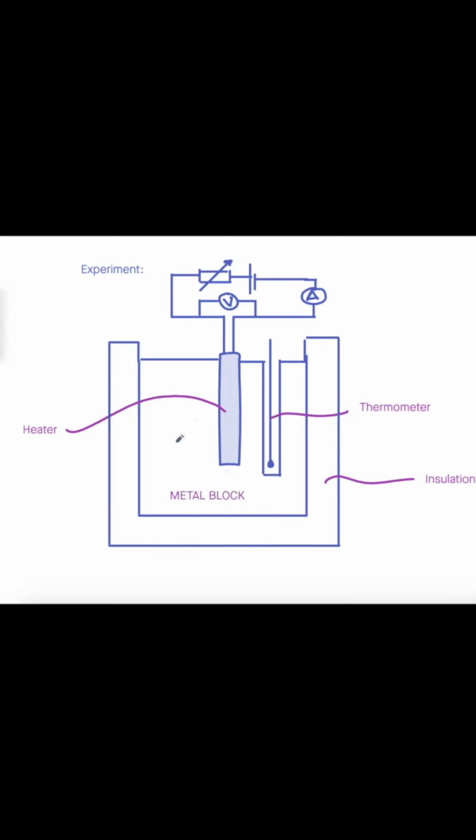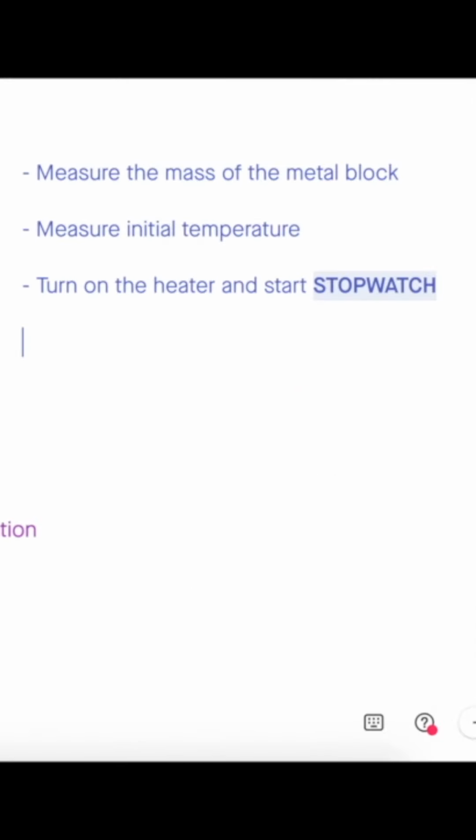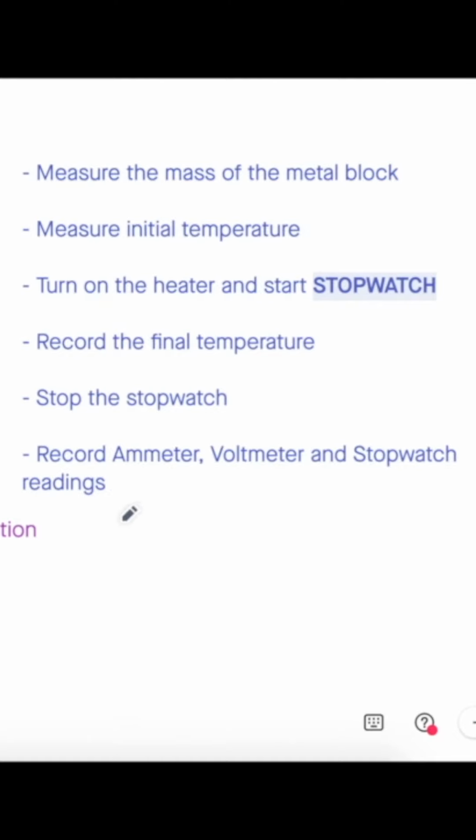To work out the specific heat capacity of a solid, this is the following setup you need. First thing you do is measure the mass of the metal block using a mass balance, then you measure its initial temperature using the thermometer, then you turn on the heater and start the stopwatch. Let the metal block reach a specific temperature and record its final temperature, and then stop the stopwatch at the same time and record the ammeter, voltmeter and stopwatch readings.